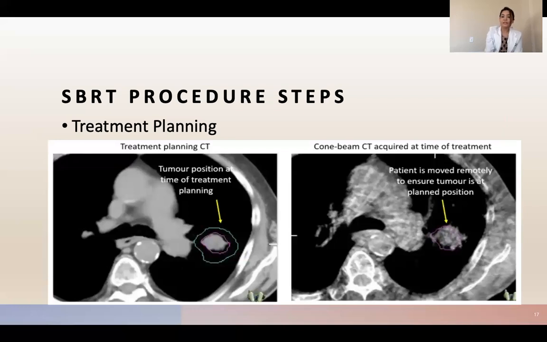So during SBRT, when they suspect that the tumor has moved even a little bit, they move the patient remotely to ensure that the tumor is at the correct planned position. For this, they acquire cone beam CT multiple times during SBRT. So as you can see, I have axial images of CT here, and you can see how they have moved the patient remotely to make sure that the tumor is at the correct planned position.